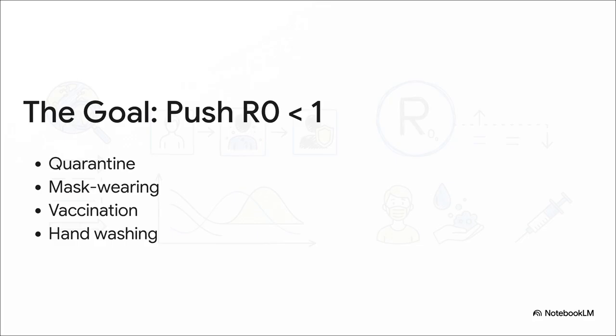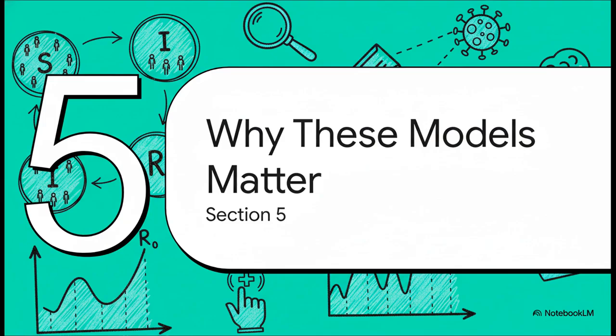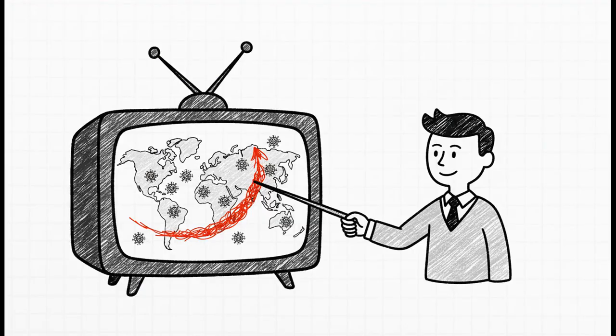That's the whole ballgame. So, compartments and stochastic models, it's a lot of math. But why should you care? What does this actually mean for us in the real world? Here's the best analogy I've heard. Think of these models as a weather forecast, but for diseases. The weather forecast isn't always perfect, right? It might say a 30% chance of rain and you don't see a drop. But it's still our best scientific guide for what's probably coming.